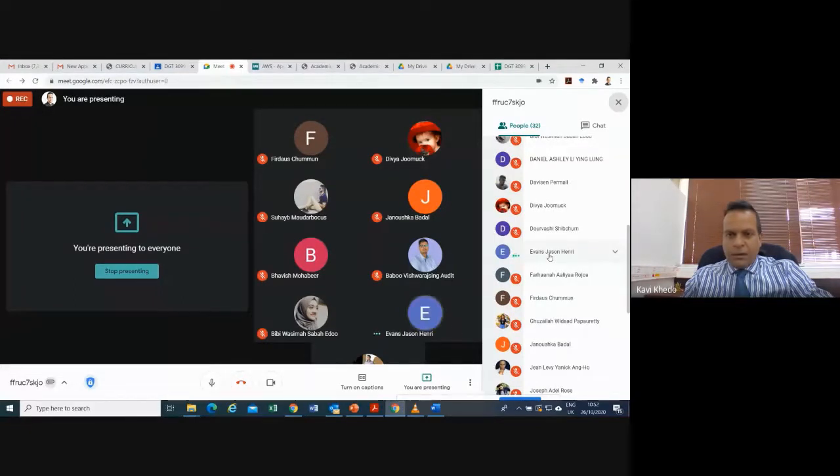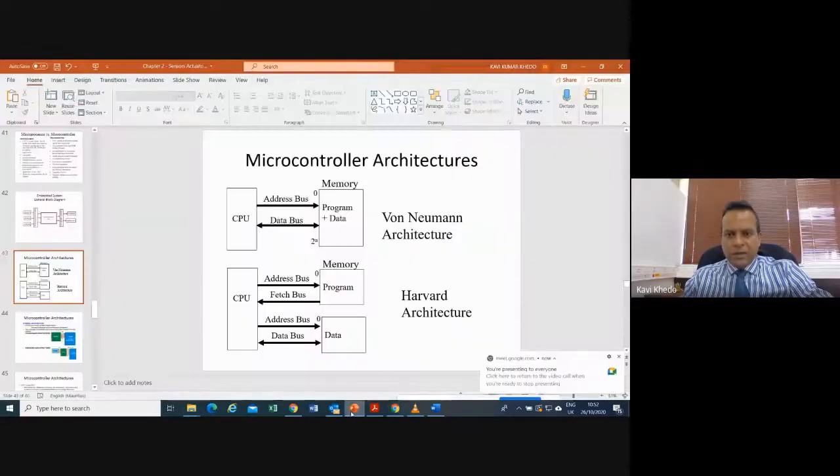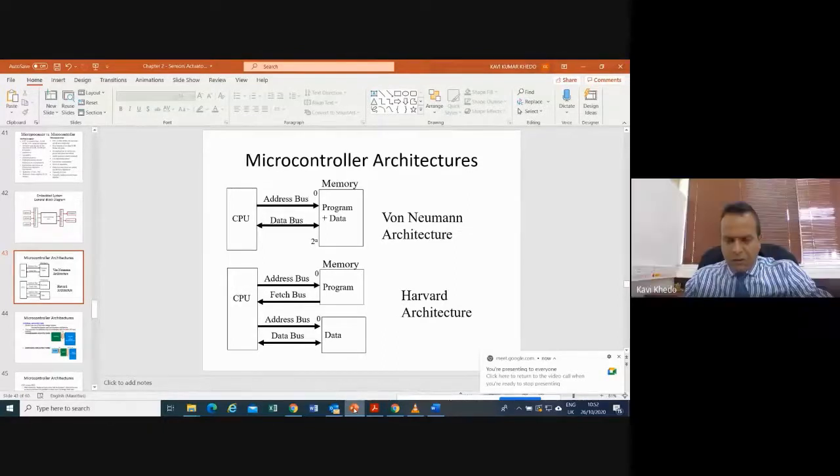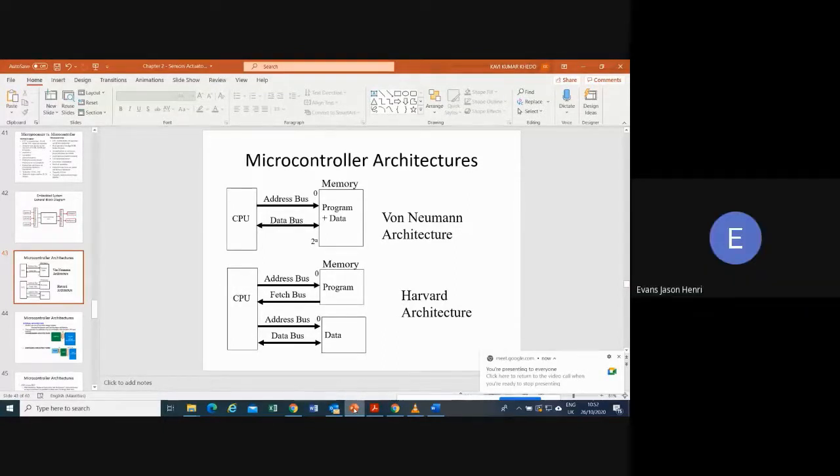Yes. So you had a look at the slide. This is the slide, the von Neumann architecture and the Harvard architecture. Can you tell me what you can see as a fundamental difference? On the von Neumann architecture, the program plus the data is on the memory. Yeah. Whereas on the Harvard architecture, the program is only on the memory.